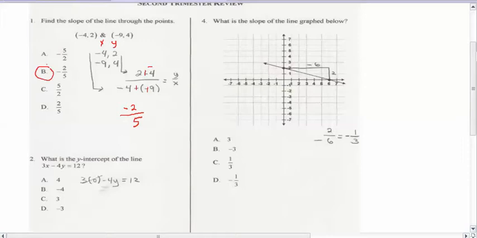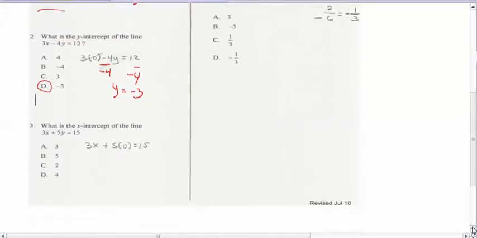Okay, number 2, we're finding the y-intercept. To find your y-intercept, you need to make your x 0, which I did, and then we are going to divide by -4, divide by -4, y is equal to -3. So it's letter D. Okay, number 3 is where we're finding our x-intercept. X-intercept is where you make your y 0, which I did. It's gone. Now we're going to divide by 3, and our x is equal to 5. Letter B.